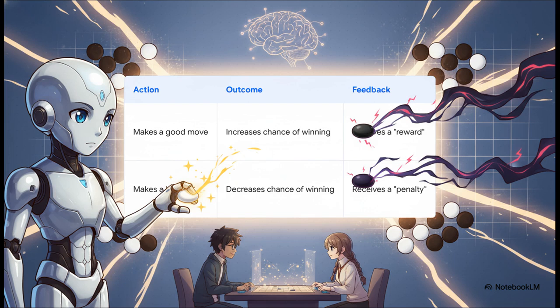Think about it. In a super complex game like Go, the agent makes a move. If that move helps it get closer to winning, it gets a reward. If it's a bad move that hurts its chances, it gets a penalty. So what does it do? It plays millions and millions of games against itself, constantly tweaking its strategy. Over time, it builds this incredible intuition and starts discovering moves and strategies that no human player had ever even thought of. All from that simple loop of trial, error, and feedback.